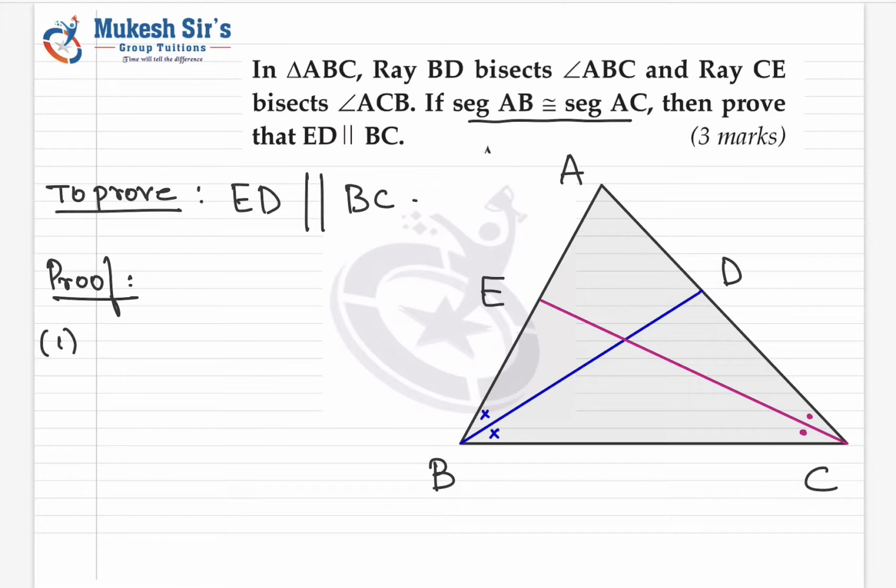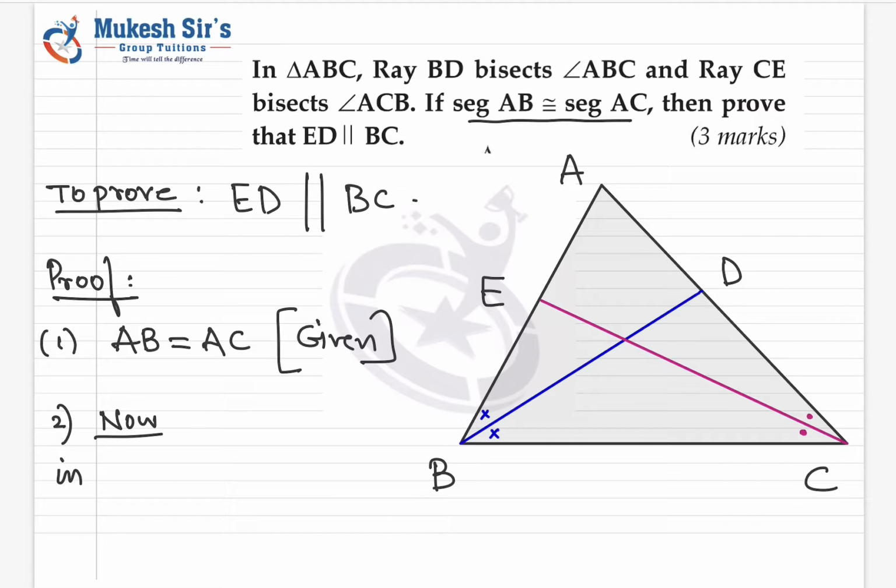Now first check the blue line. Blue line is the bisector of angle B, right? And before that I'll write AB is equal to AC. That's already given in the question. So AB is equal to AC. The reason is given. Okay. Now first we use that blue bisector.